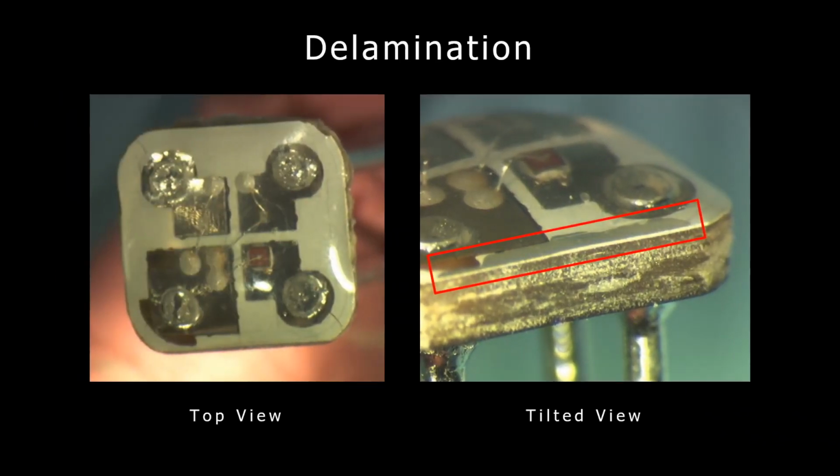Here is another delamination example. In the top view, we cannot see the delamination. In the tilted view, edge delamination of the encapsulant from the substrate becomes obvious.